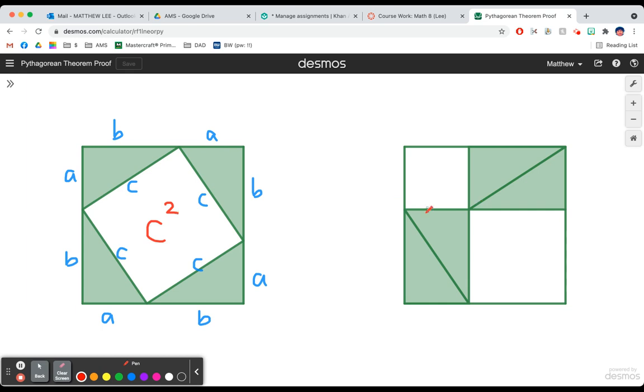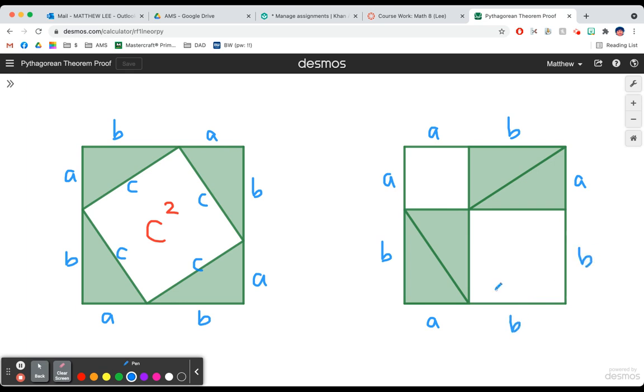Now let's shift over to this right side where I rearranged the triangles, and let's do some labeling again. Remember, I took these four triangles and just rearranged them. So we should have similar lengths. This is going to be A, that's going to be B. Over here is going to be B, and over here is going to be A. If you do some logical reasoning here, this leftover side should also be A and A, and this should be B and B.